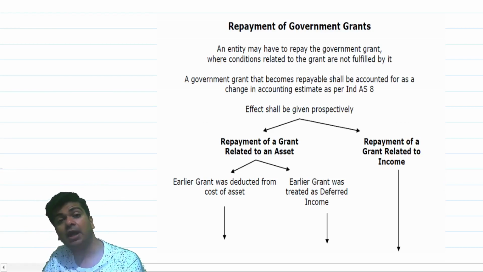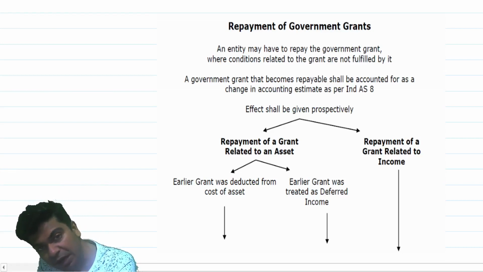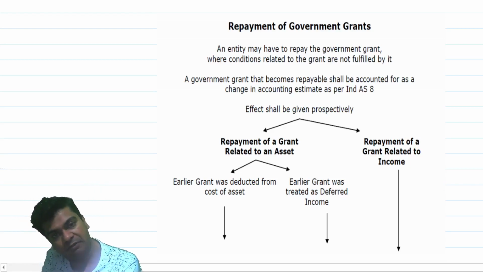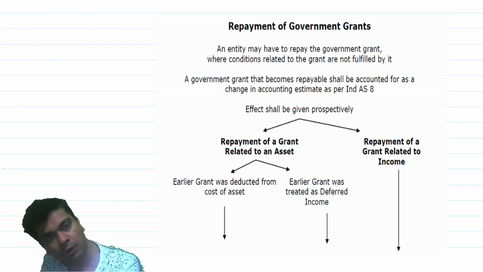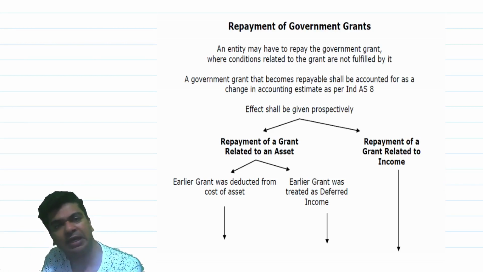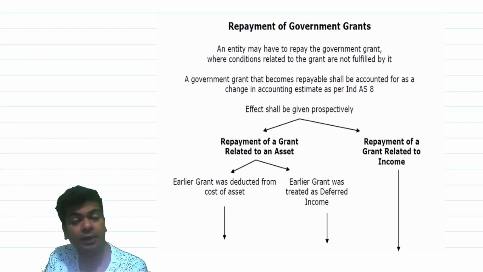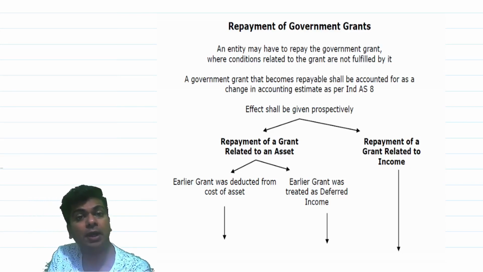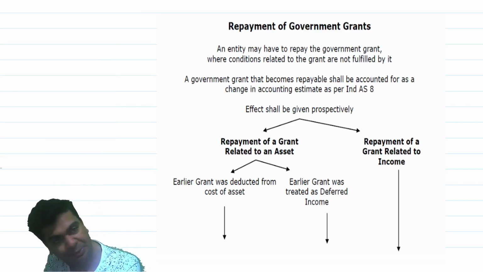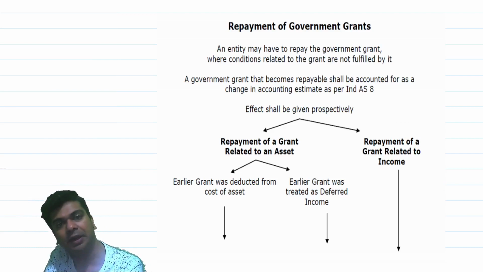Now, the way the accounting of the repayment of government grant will be carried out, it will be basically first trying to understand how the government grant was originally accounted for. That will give you a fair idea about how the repayment of government grant is to be accounted. First and foremost, refund of government grant is not a prior period error. Let's make certain things very clear right now.